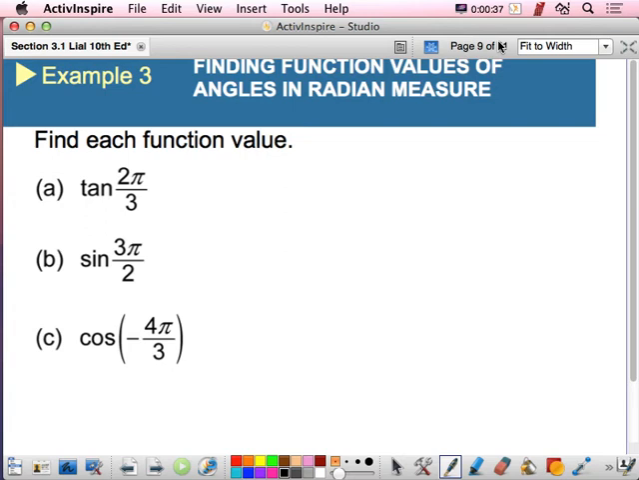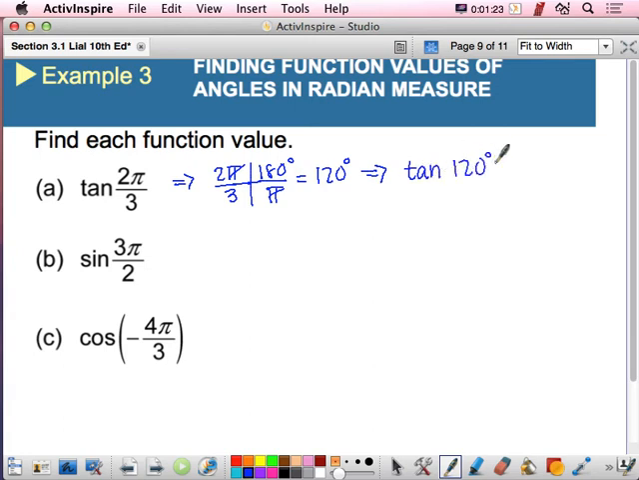One way to do that is to convert it to degrees. So if you get stuck and you're not comfortable working with radians, you can just go ahead and convert to degrees. So first, we'll take part A, tangent of 2 pi over 3, and we will convert it to degrees. So 2 pi over 3 multiplied by 180 over pi reduces to 120. So if we clean all of that up, we get 120 degrees. That means I'm really asking you to find the tangent of 120 degrees.